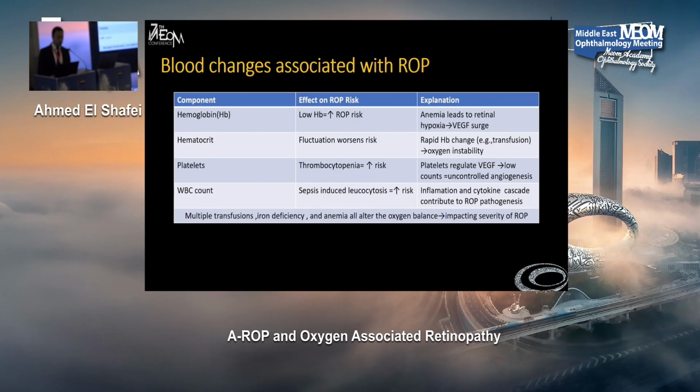The blood changes are also very important as a biomarker. The hemoglobin: anemia leads to retinal hypoxia and a VEGF surge. The hematocrit: rapid hemoglobin change, transfusion, and oxygen instability.